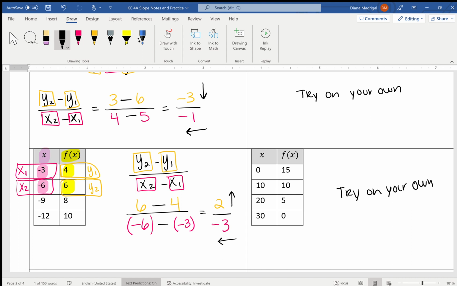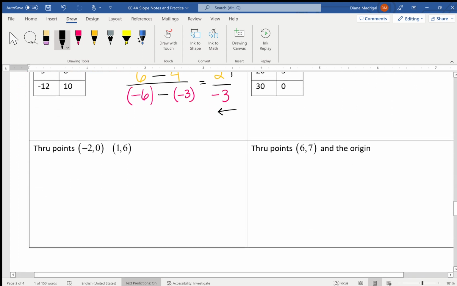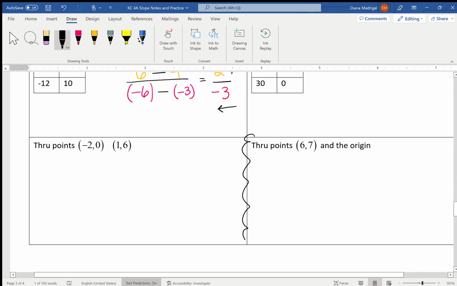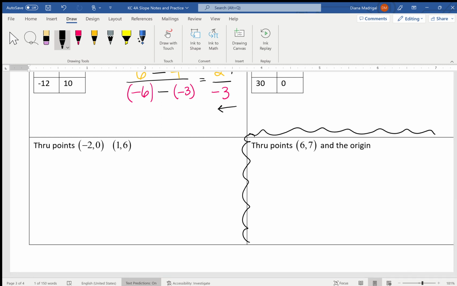And the last problem that I'm doing with you is the last one right here to the right side. It says through the points 6, 7, and the origin. That means that this is the second point. What does that origin mean? That means that it's just 0, 0. So that's your second point. Once again, this is x and y. This is the first point, so it's x1 and y1. This is your second point, so it's x2 and y2.